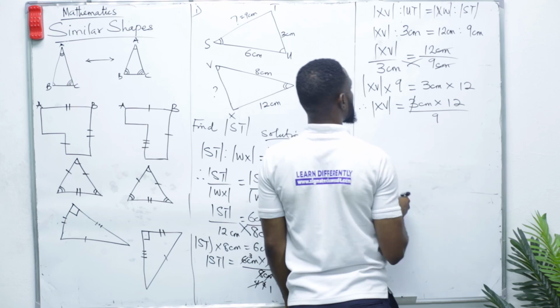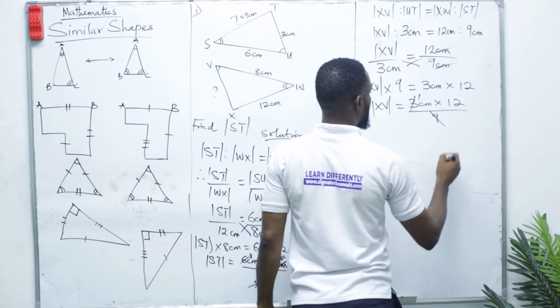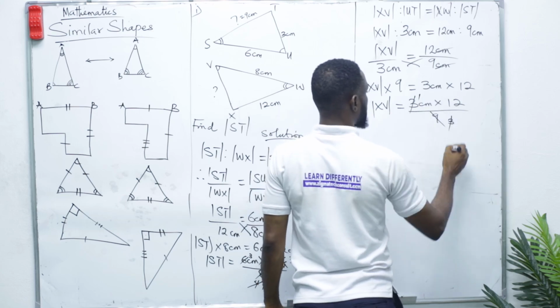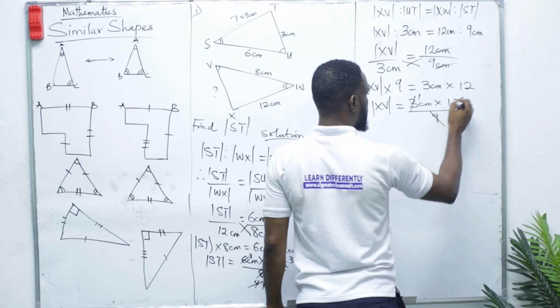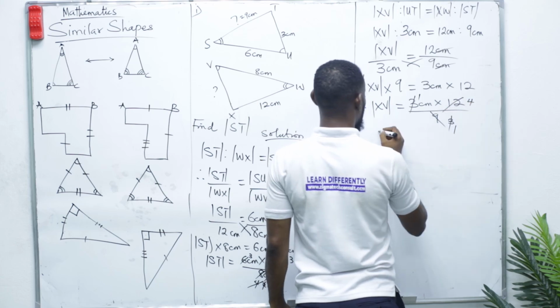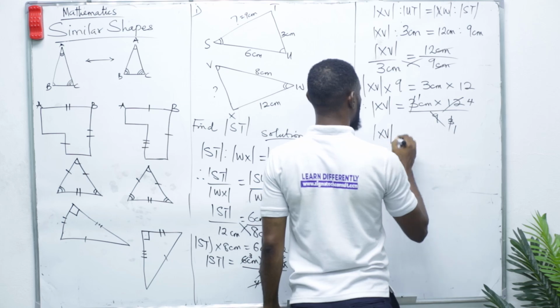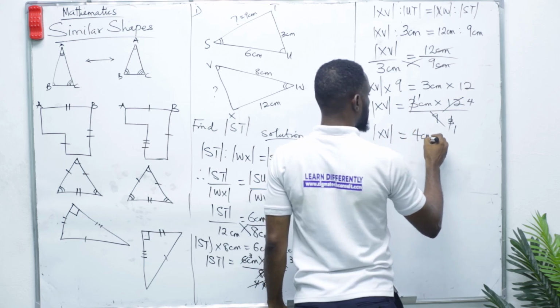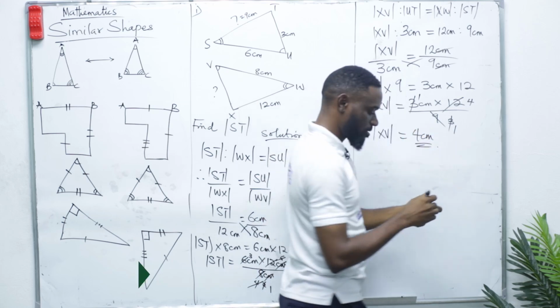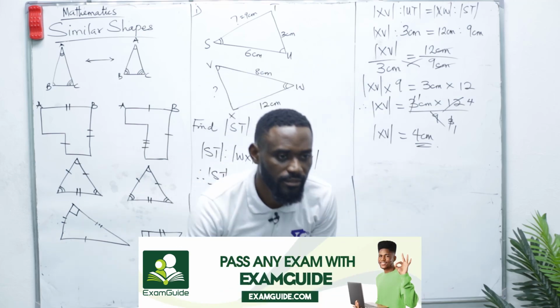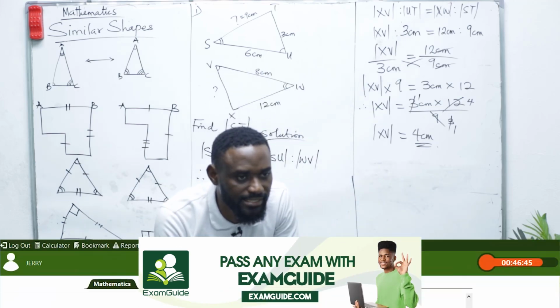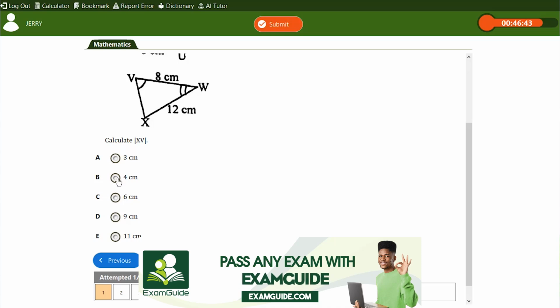So 3 into itself is 1. 3 into 9 is 3. 3 into itself is 1. 3 into 12 is 4. So we say that XV is equal to 4 cm. That is the answer for XV, which is option B, 4 cm.